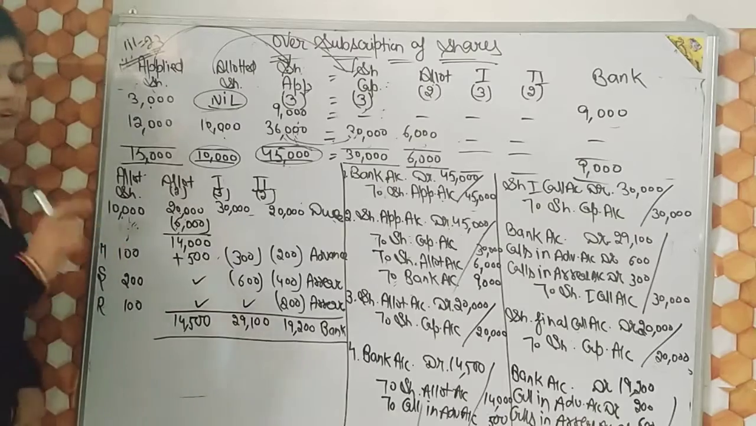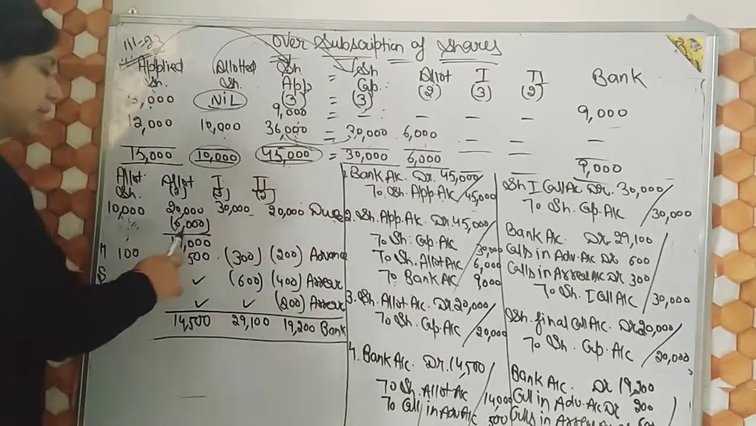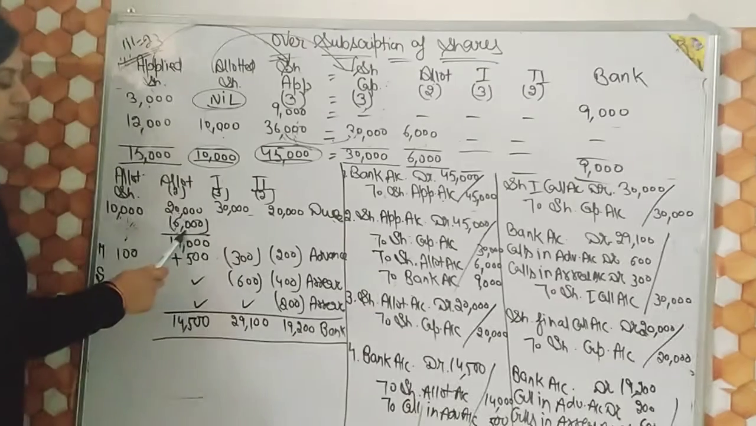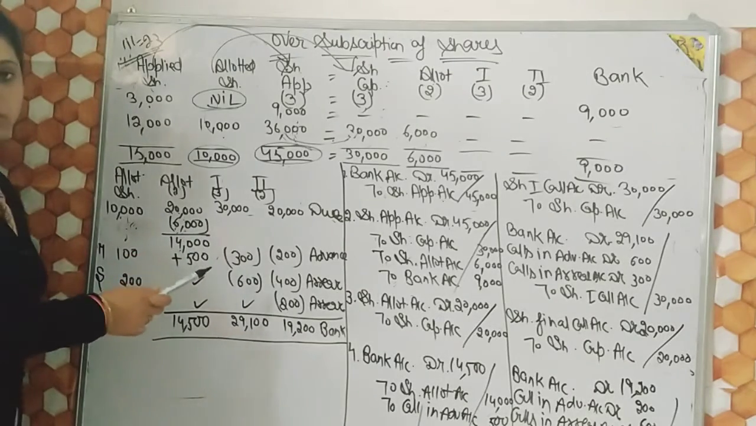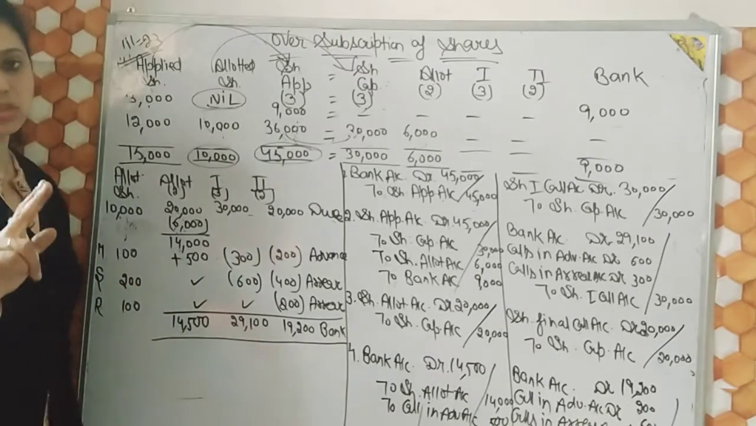Now, all of us, first step: the excess money received on allotment should be deducted. So just deduct 6,000 here. The remaining balance we will get on allotment is 14,000. Now there are three situations.